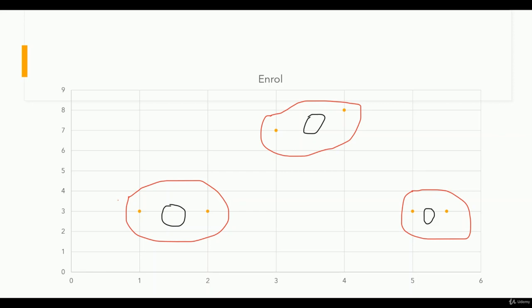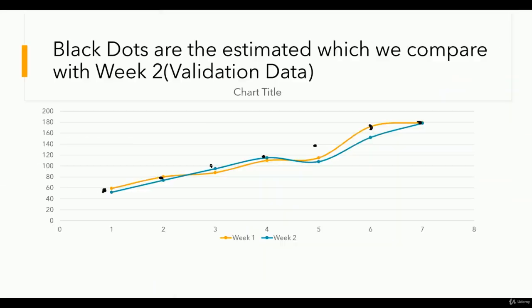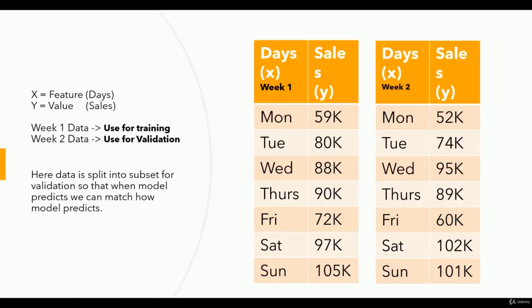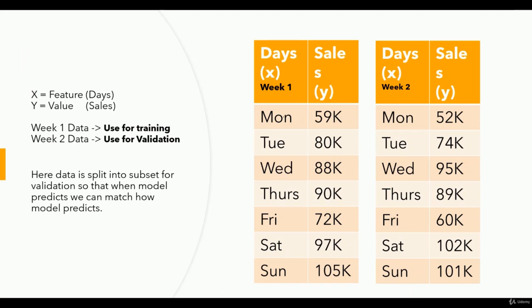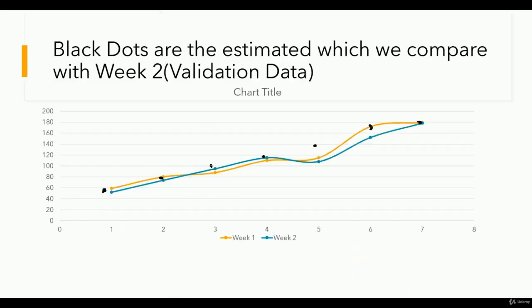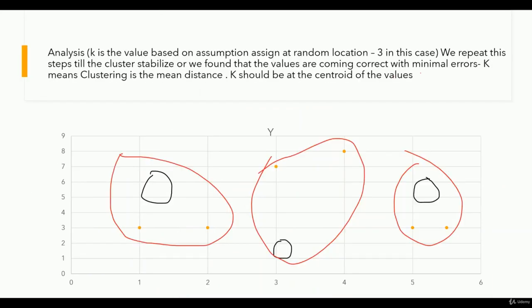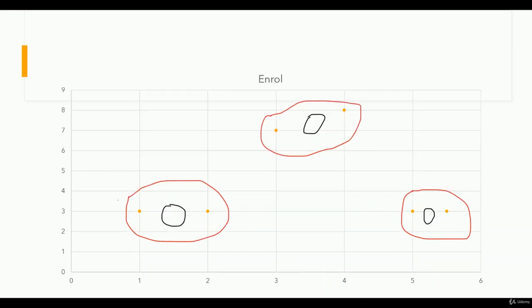But this is not the case in classification or regression, because there we have the values for training purposes and then we have the validation. This is not the case in the clustering model. Here we have to analyze and then move the value to the center so that the system stabilizes, and we have to perform this activity until we get the correct values, because there is no data for validation in unsupervised learning.